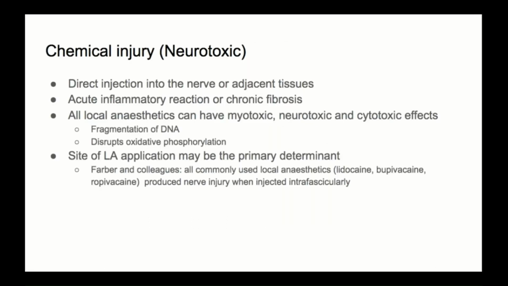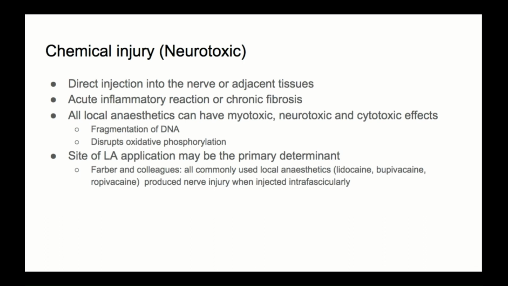So how does neurotoxic injury occur? It could be due to direct injection into the nerve itself or into the adjacent tissues. Because of this, it can lead to an acute inflammatory reaction, or this inflammatory reaction can go on for long and cause a chronic reaction and subsequently lead to chronic fibrosis.